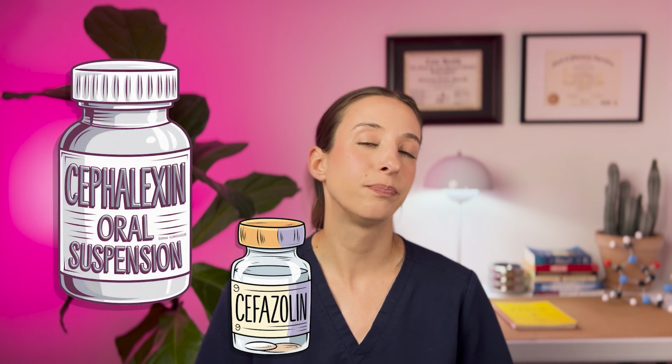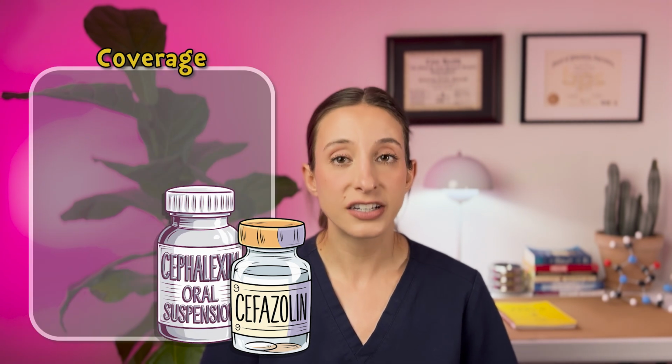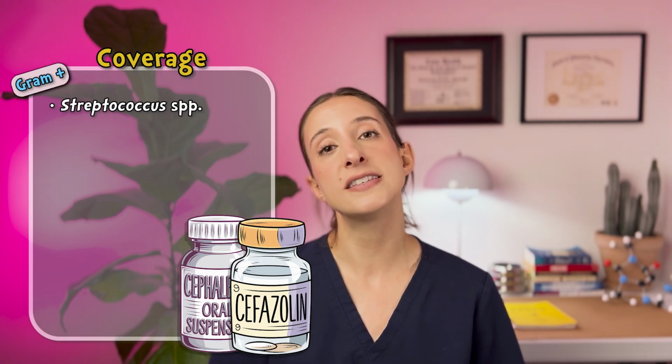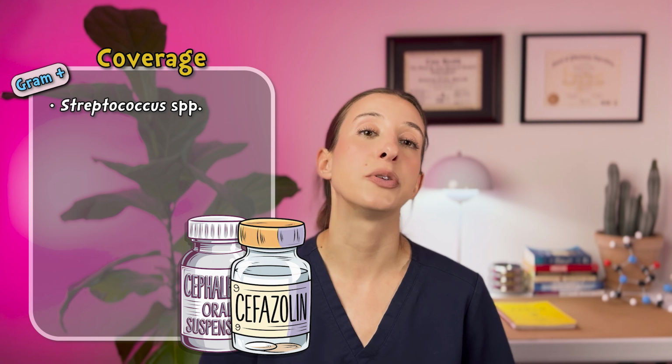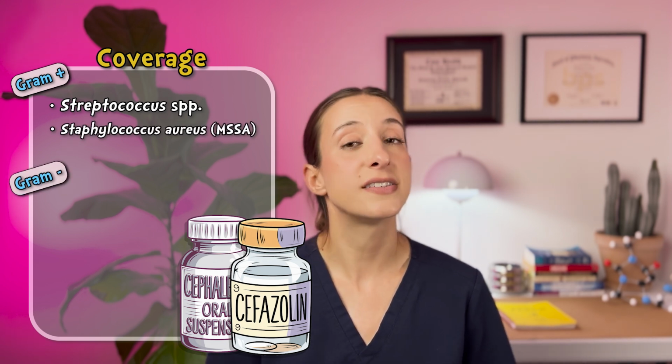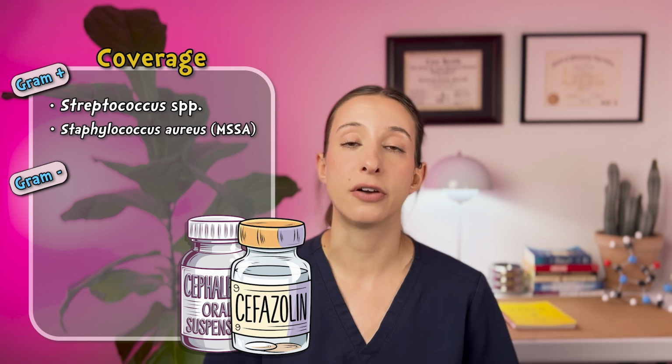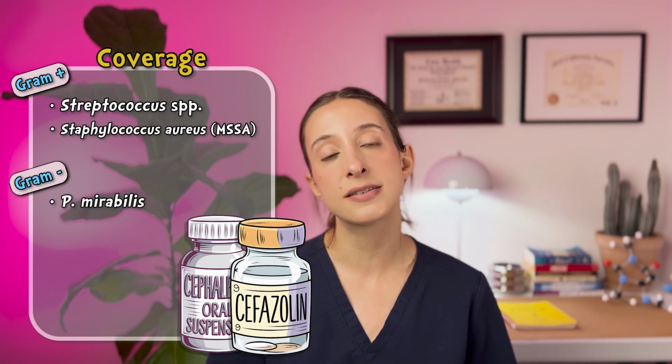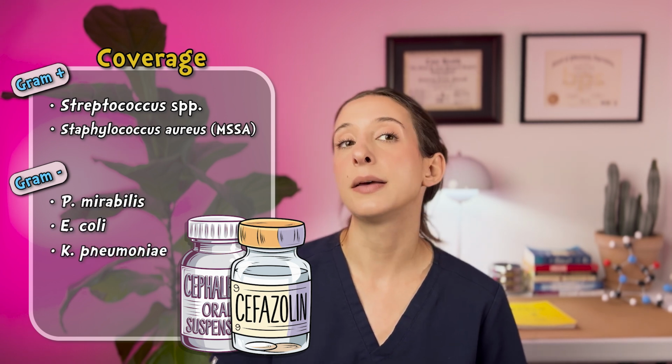The first generation includes Cefazolin and its oral equivalent Ceftriaxone. They have excellent coverage against Streptococcus species and methicillin-susceptible Staphylococcus aureus. Gram-negative coverage is narrow, but includes reliable coverage for Proteus mirabilis, E. coli, and Klebsiella pneumoniae.